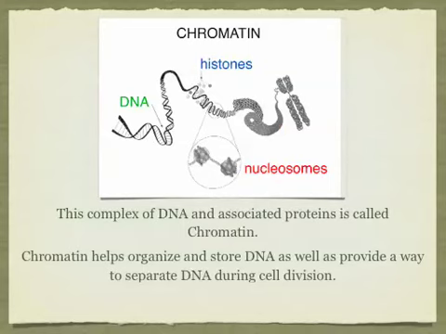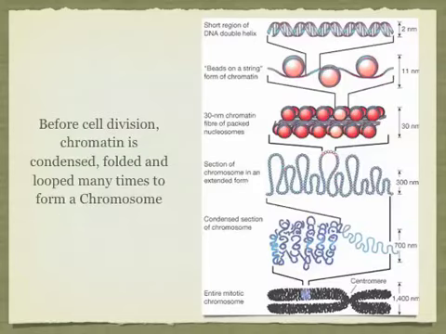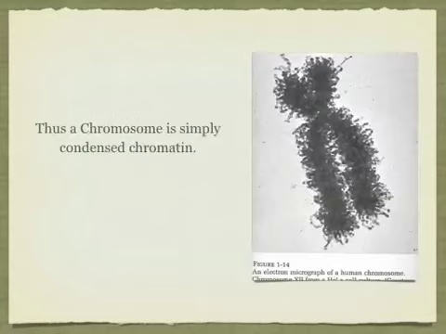These histones and the DNA that is wound around them are together called chromatin. So chromatin is like this complex of DNA that is wound up. Chromatin's purpose is to organize your DNA and to make it accessible to different cells at different times. Chromatin is compact, looped, and compacted again. And this is what we eventually see as a chromosome. So in fact, a chromosome is simply condensed chromatin.